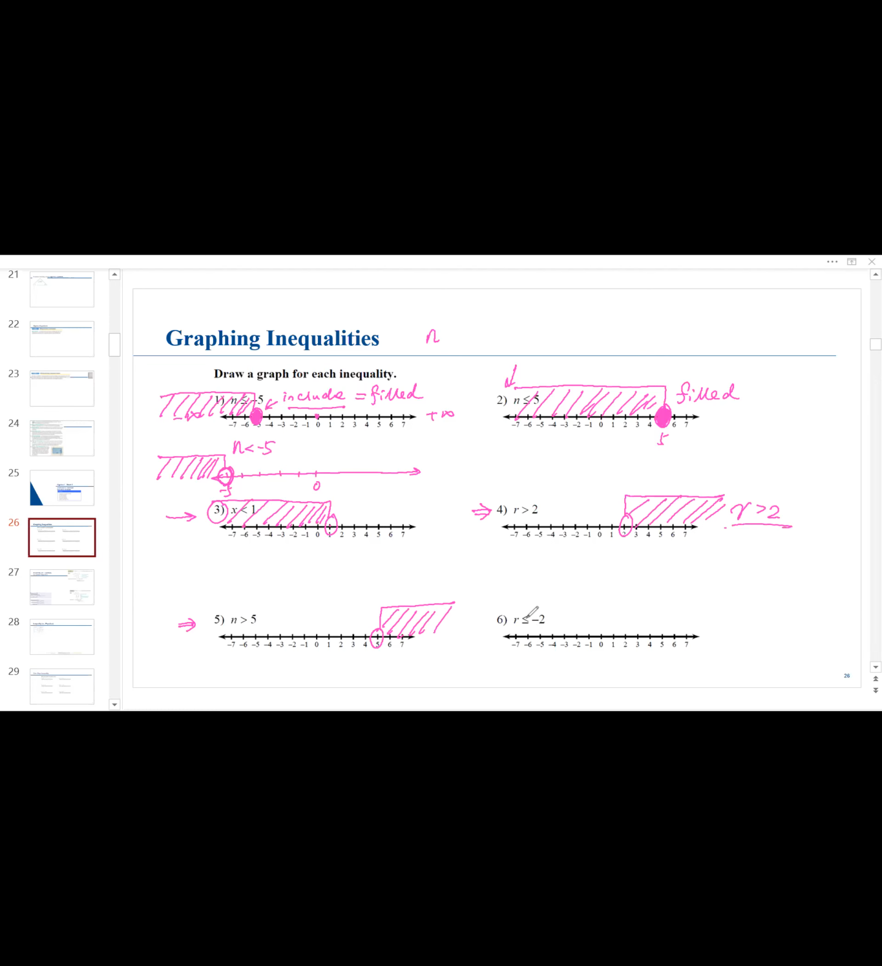6. R less than or equal to -2. We find -2 first. So less than means they are the left part. Left part is making less. So keep this in mind: the right part is positive infinity, the left part is negative infinity. So here is smaller, becoming bigger, right? Small becomes bigger, so go this way. So R less than or equal, it means this part needs to be filled. So when you're graphing this part, you can easily find out which area actually can make it work.